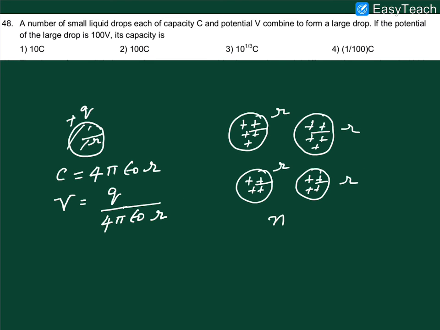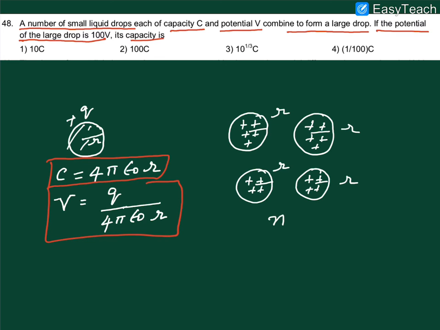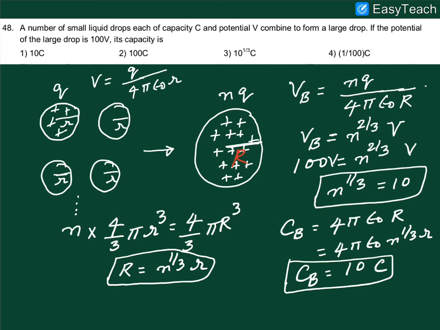So look at the next one. A number of small liquid drops, each of capacitance C and potential V, combine to form a large drop. If the potential of the large drop is 100 volts, what is the capacity of the bigger one? We know that the capacity of a spherical conductor is 4 pi epsilon naught R, and the potential is Q by 4 pi epsilon naught R. Like that we have N drops: 1, 2, 3, 4, up to N.